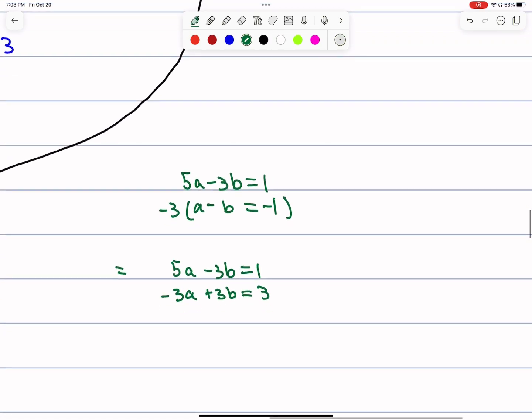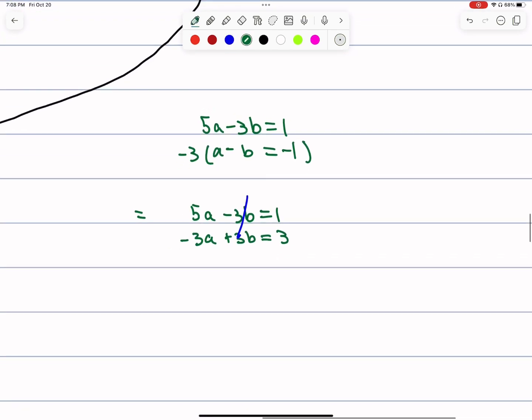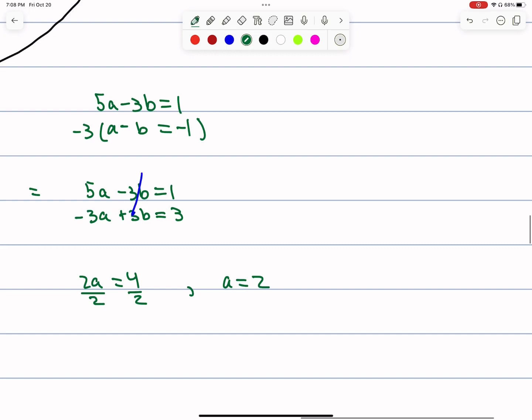As you can see here, we can cancel out the b's. -3b plus 3b is 0. And we're left with 2a equals 4. And to get a by itself, divide both sides by 2. And that gives you a equals 2. a is equal to 2.